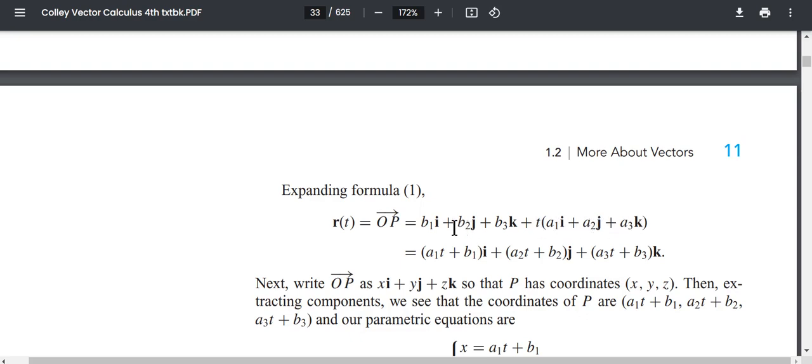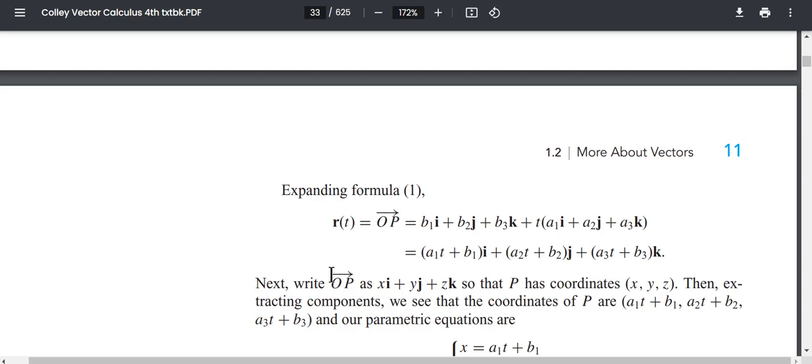And now what we can do, of course, is say that all the multipliers of i, which in this case are b1 and a1 times t, we can collect those, and all the multipliers of j, which are b2 and a2 times t, we can collect those, and the same thing here, we can collect these. So on the left side we haven't done anything, but on the right side we have this.